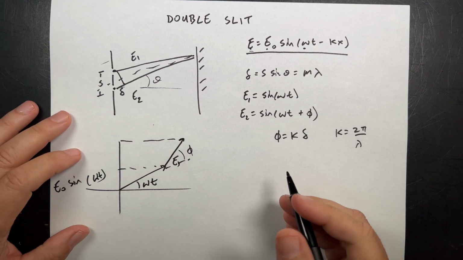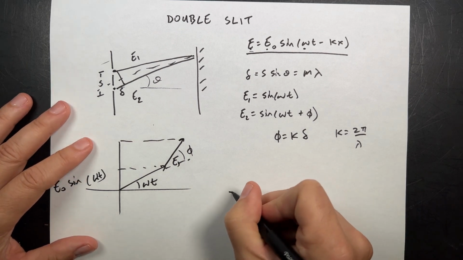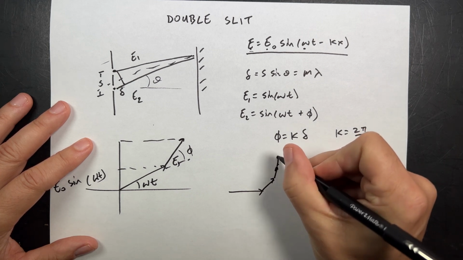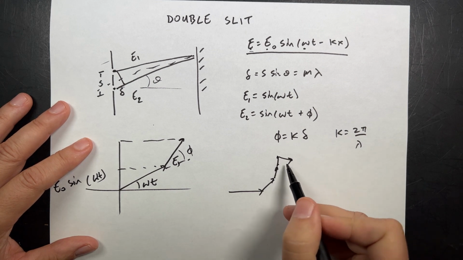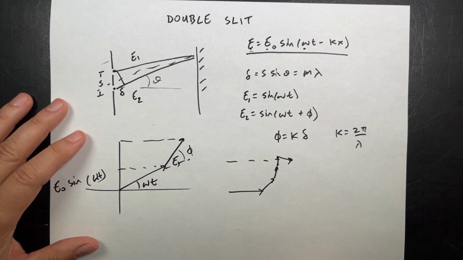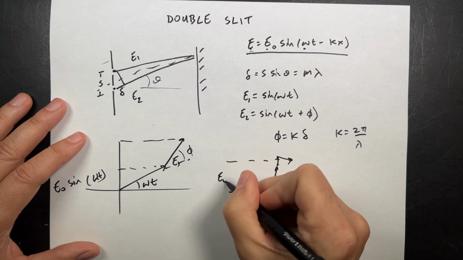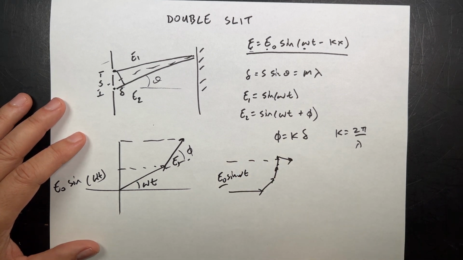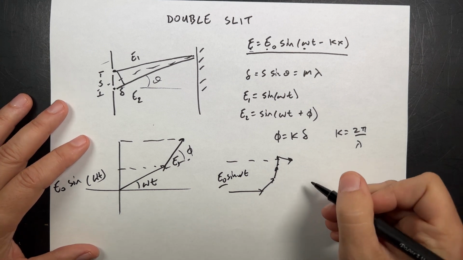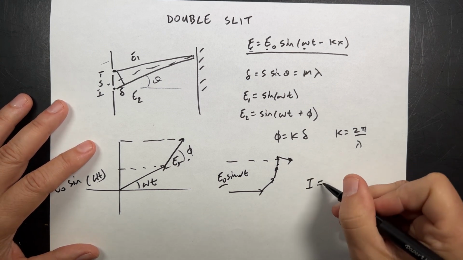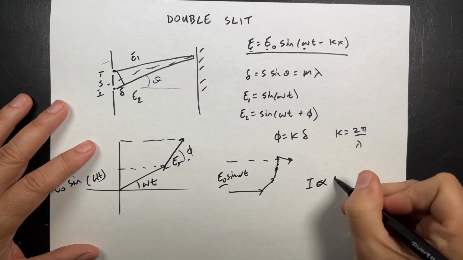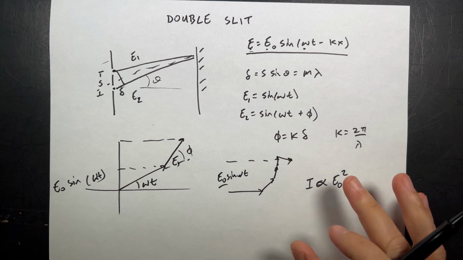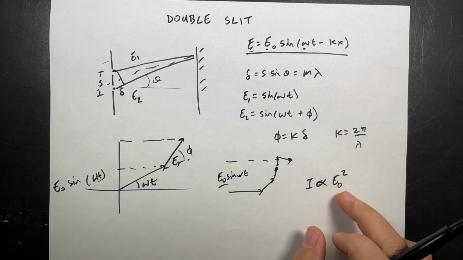Really, I can add any number of vectors this way. I can start with my first vector right there, and then another vector, another vector, another vector. They don't have to go in the same line, and then I project onto the y-axis, and I can find the resultant E0 sine omega t. Then I can just take that E0 part, and that's the intensity. Well, actually, the intensity of light, I, is proportional to E0 squared. That's how our eyes detect it, as proportional to the electric field squared.